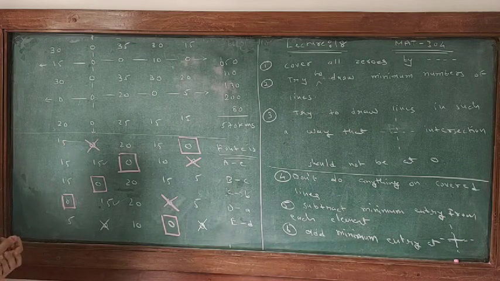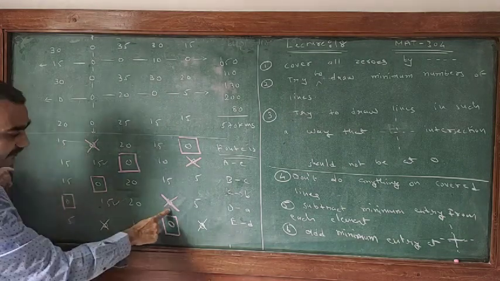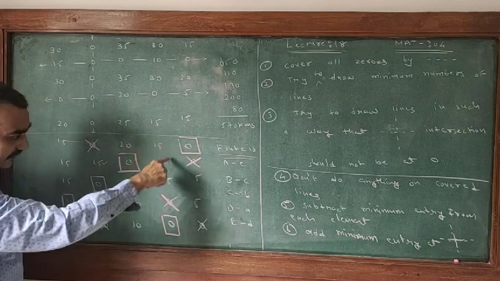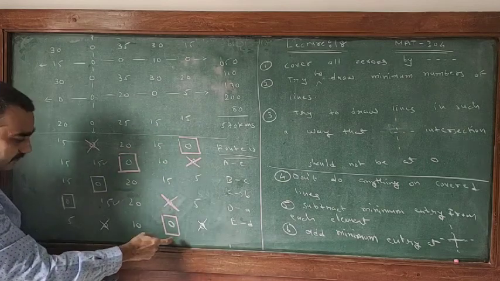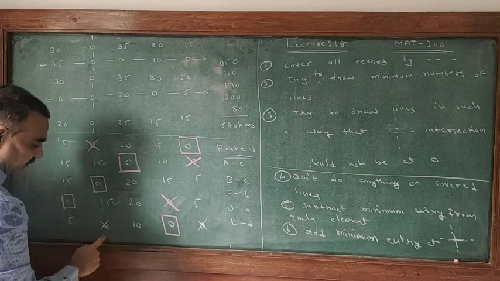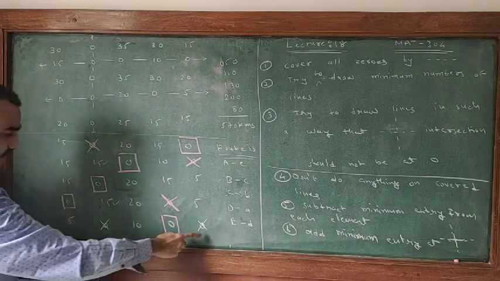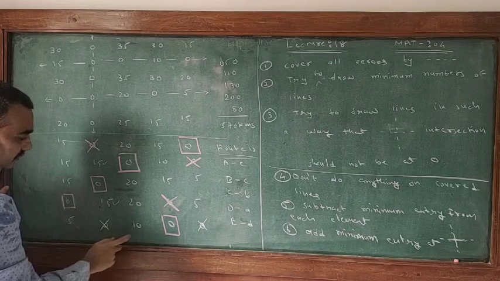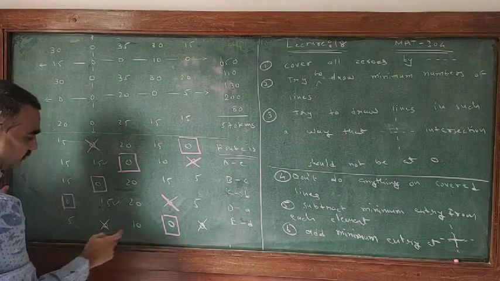1 0 we can select, means we can select this one, so we can't select this one. So now this column has only 1 0, means we have to select this one. As we select this one, we can't select these 2 zeros. If we select these 2 zeros, we can't select these 2 zeros.